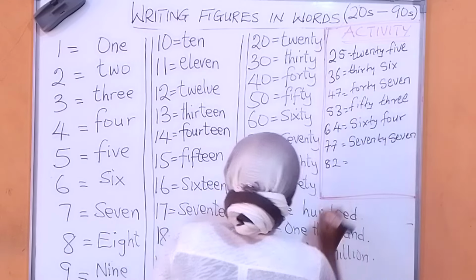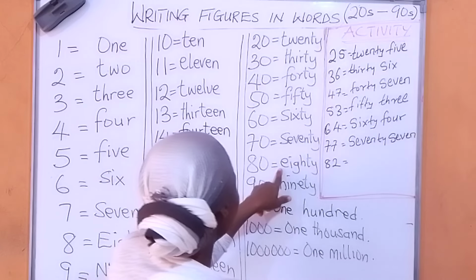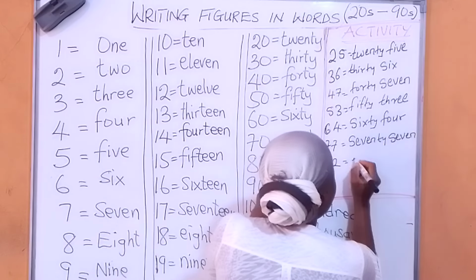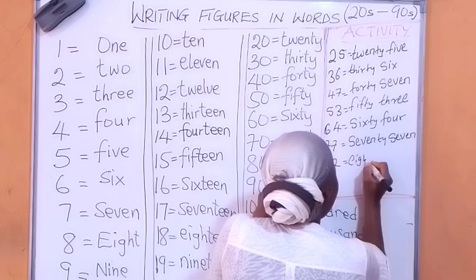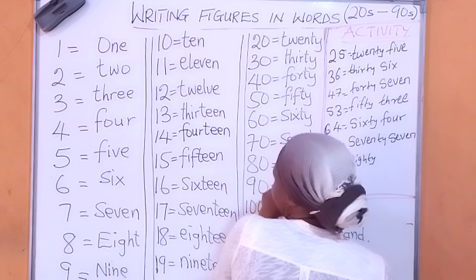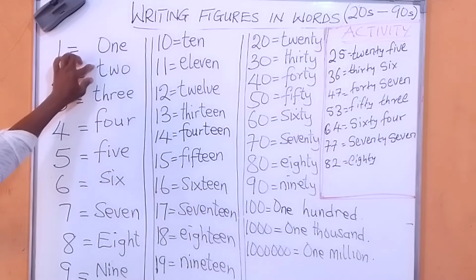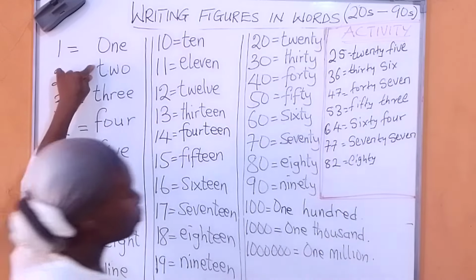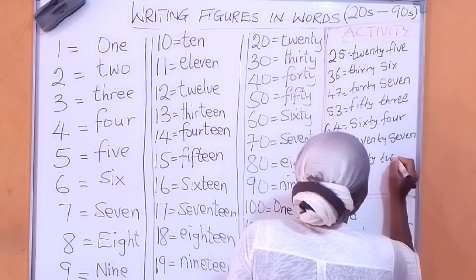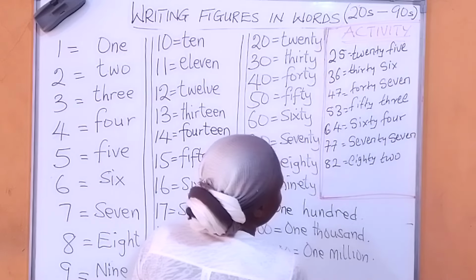Let us pick 82. We have 80 here. This is 80. E-I-G-H-T-Y, 80. And here we have 2, T-W-O, 2. That is 82.